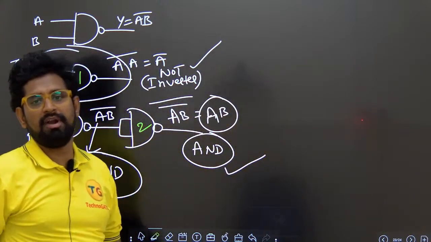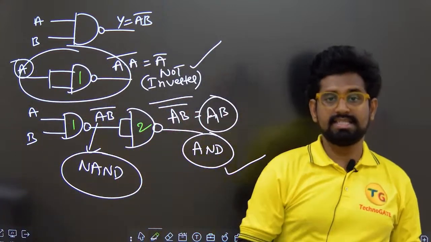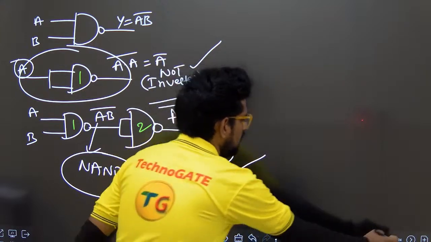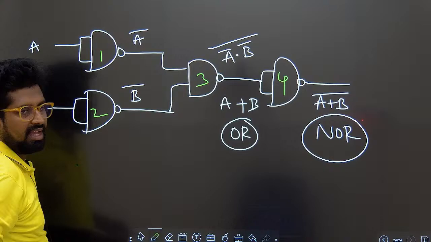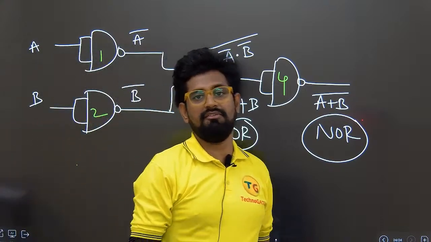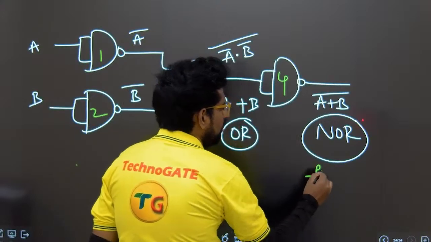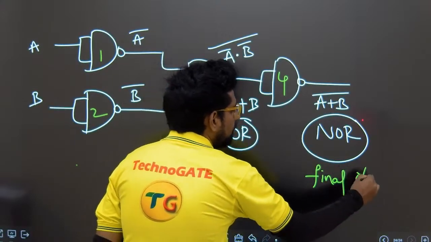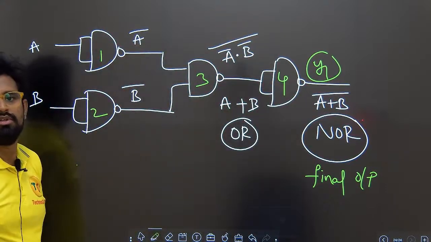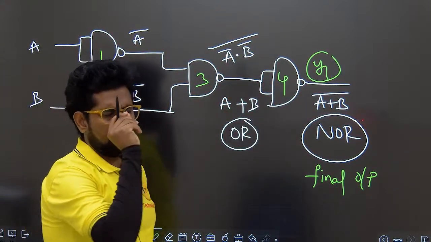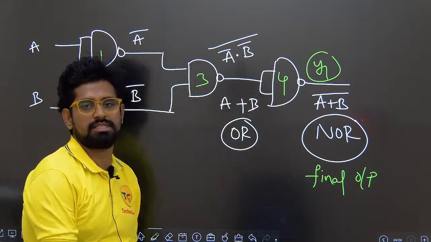So there are two possibilities of asking questions. The first possibility is how many gates are needed, and the second possibility is that they will give you a circuit. They will make the inputs A, B. They don't ask you to draw the structure. They will give the structure. Then they ask what the final output is. So what is the final output at node Y1? You can make this analysis, and finally you have to answer this.